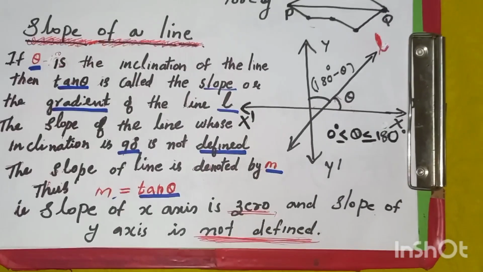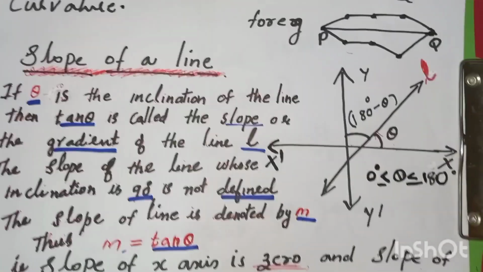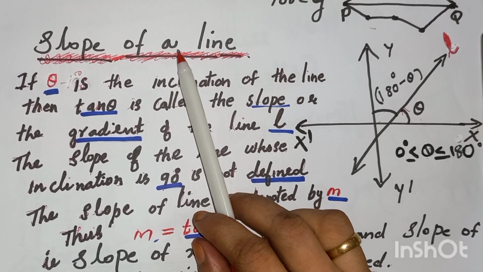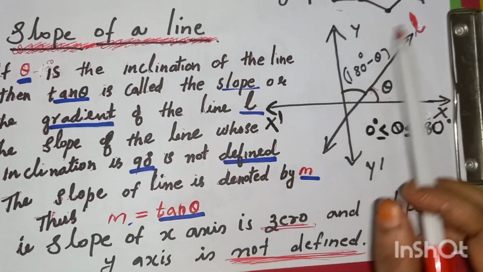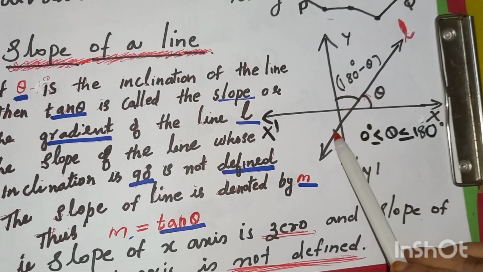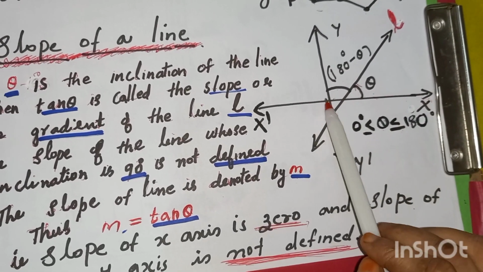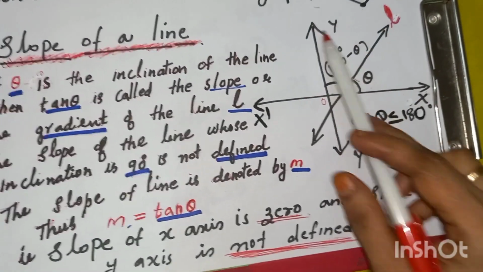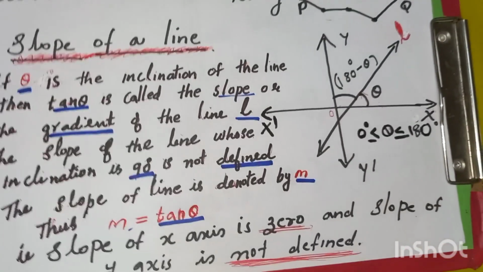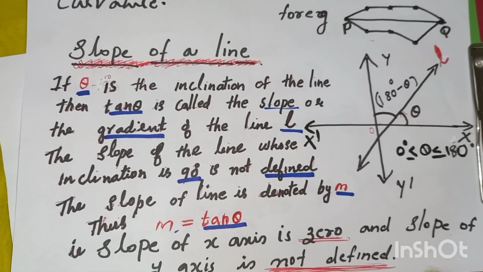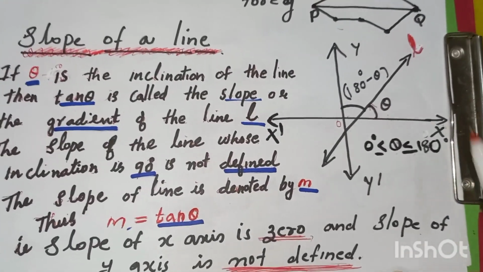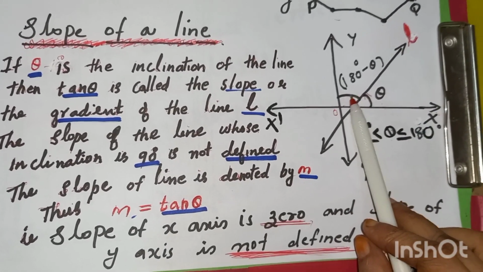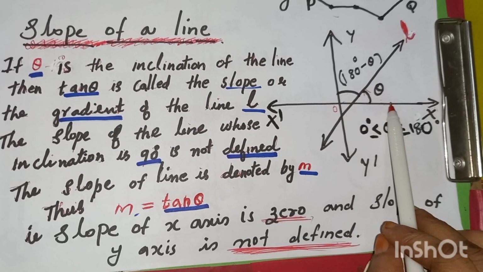Okay, so next we are going to study the slope. What do you mean by slope? Slope of a line, we are going to study. See, first of all we have to draw the x-axis: X, O, X dash, Y, Y dash. So this is a line in a coordinate plane. A coordinate plane means the xy plane.